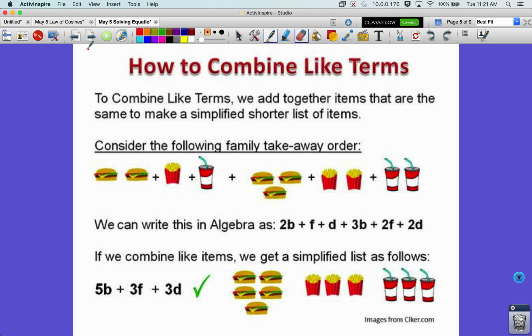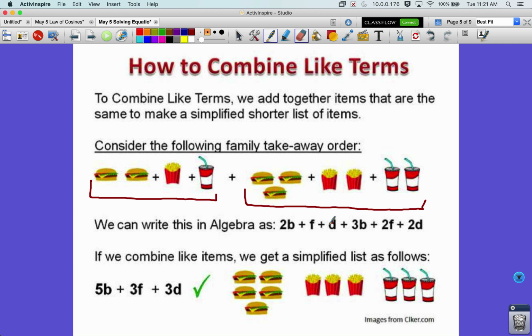How to combine like terms. To combine like terms, we add together terms that are the same to make a simplified, shorter list of items. So, say that there's a family ordering at a drive-through, and the first person orders and they get this, and then the second person orders and they get this. Well, instead of making multiple trips to where they're assembling the burgers and where they're assembling the fries and then the drink fountain, why not just combine this list to just grab 5 burgers all at once, 3 fries all at once, 3 drinks all at once? You go a lot quicker.